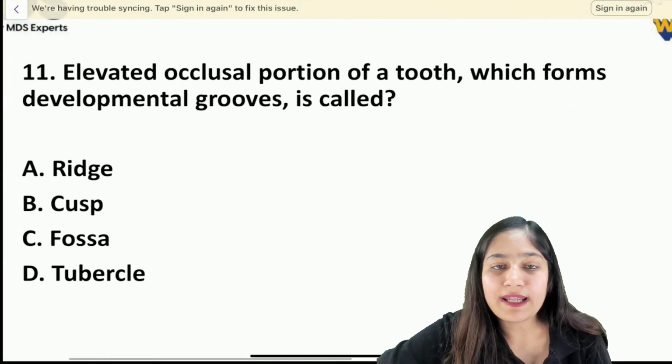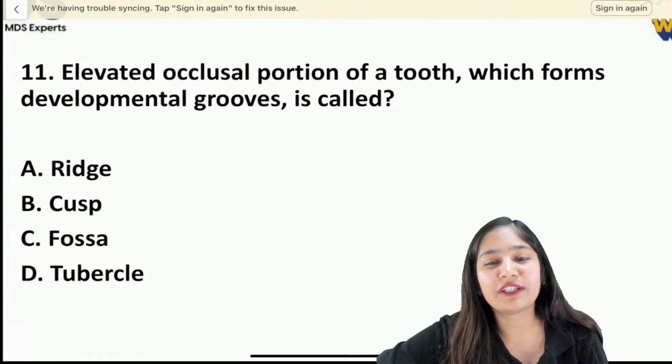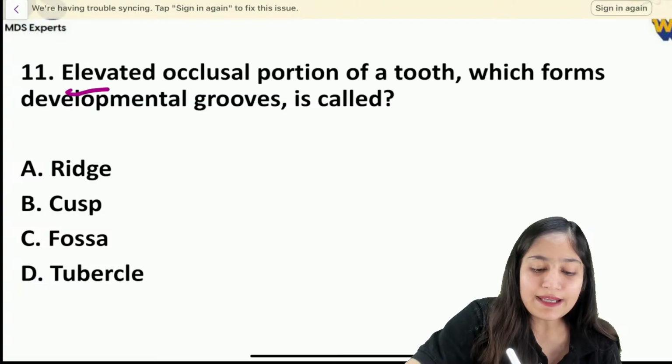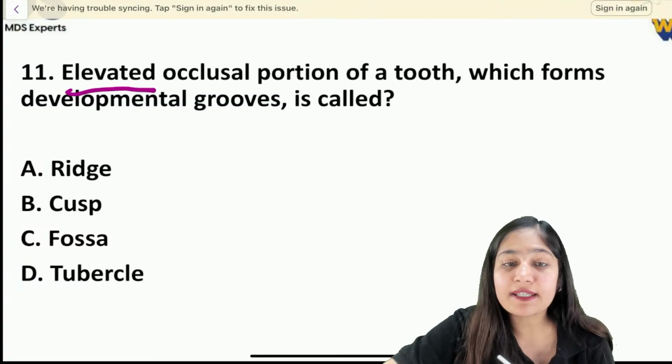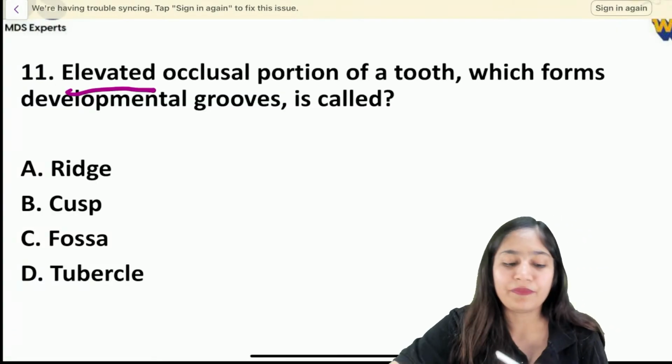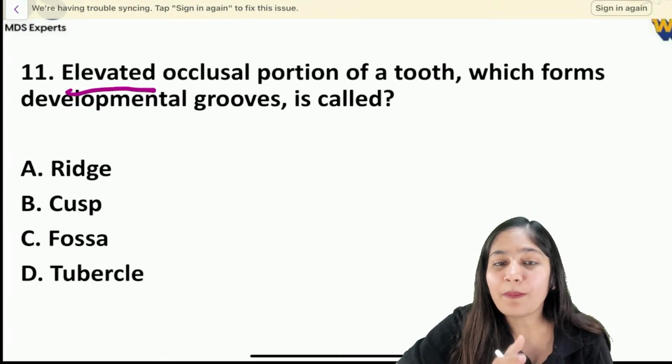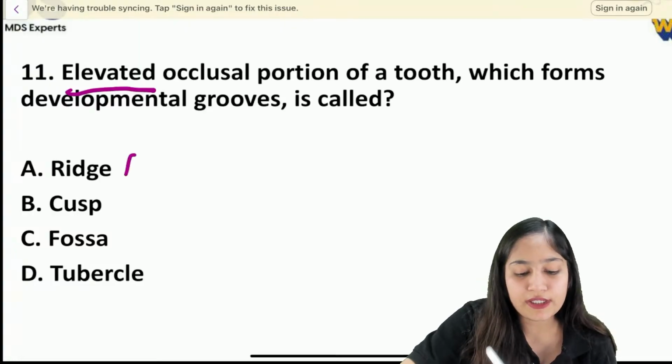Now coming to our next question. Elevated occlusal portion of the tooth which forms the developmental groove is called. So it is asked elevated portion. Is it ridge? Is it cusp? Is it fossa? Or is it tubercle? Ridge is definitely an elevation. But it is not formed by the developmental groove. So this is not the correct answer.